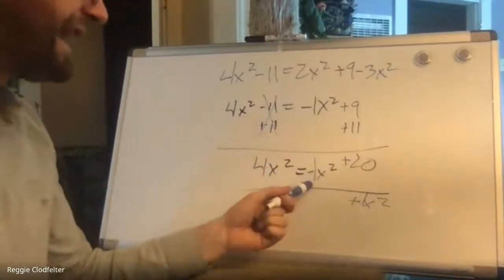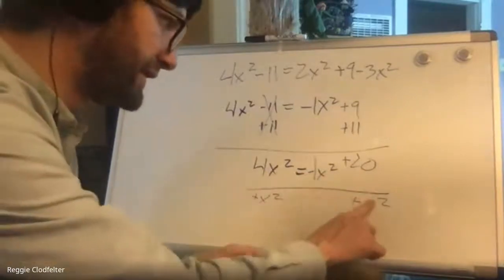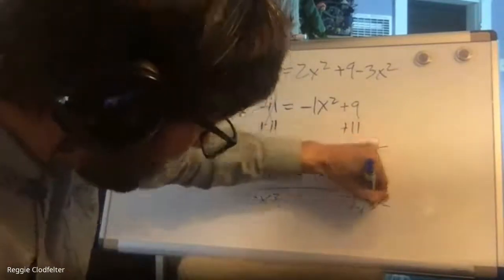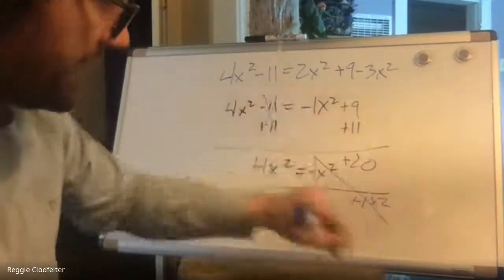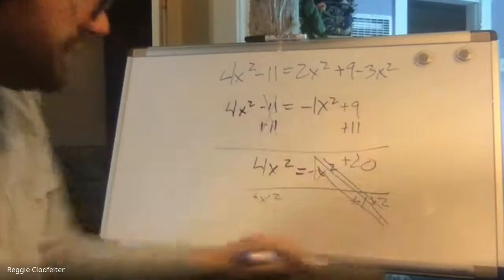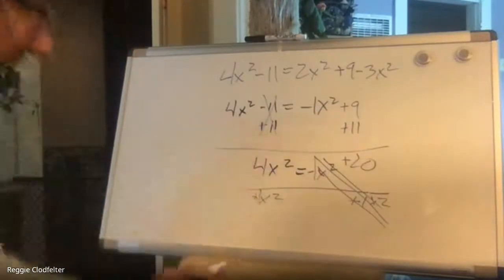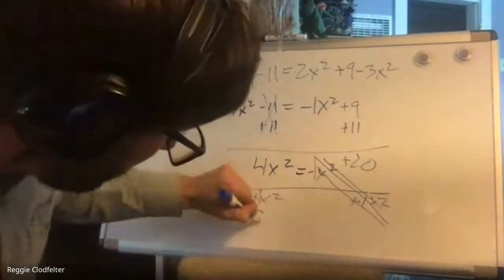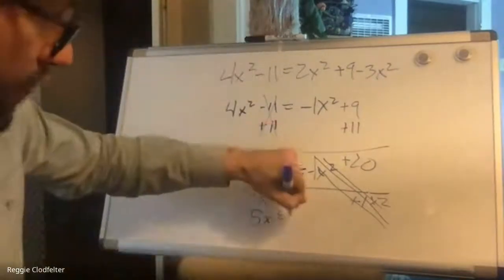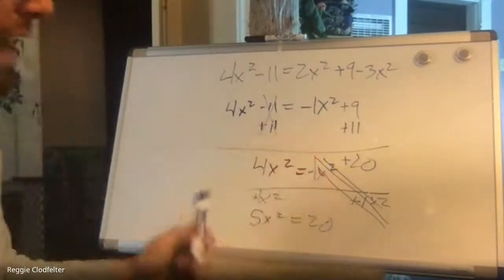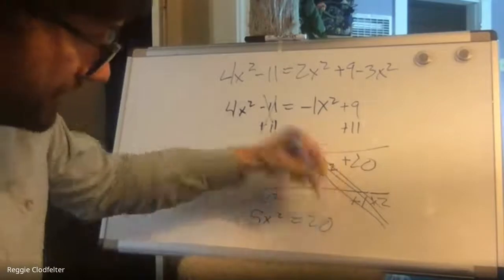So now I have negative x squared plus 20 plus x squared. And of course, negative 1x squared and positive 1x squared cancel out. They become 0. 4x squared plus 1 more x squared is going to be 5x squared. So now I have 5x squared equals 20. You do not do the square root first. It's going to make your life way more challenging.